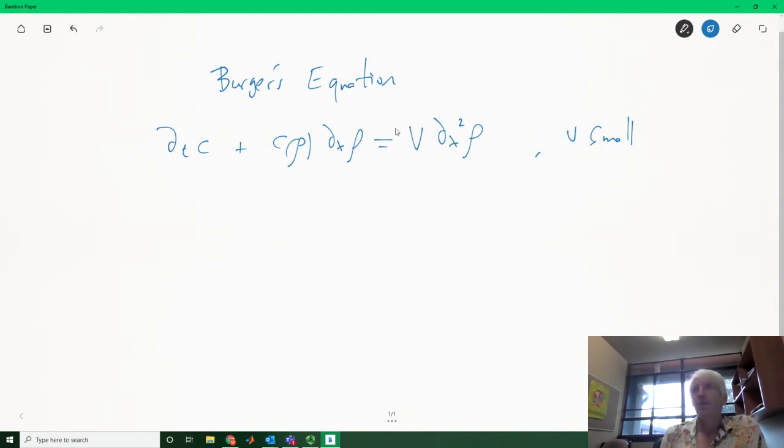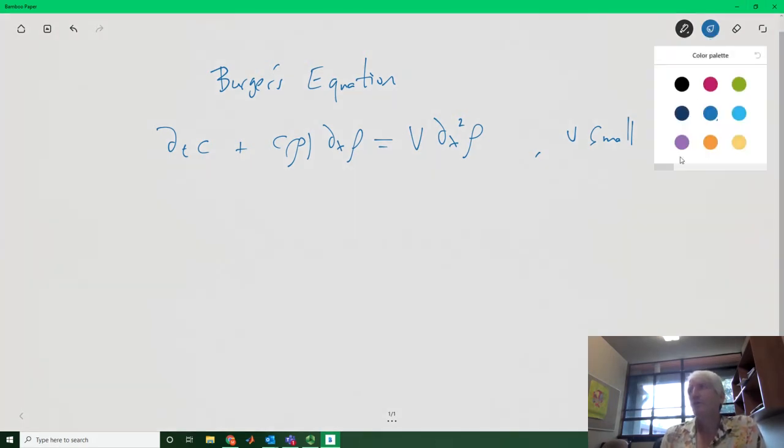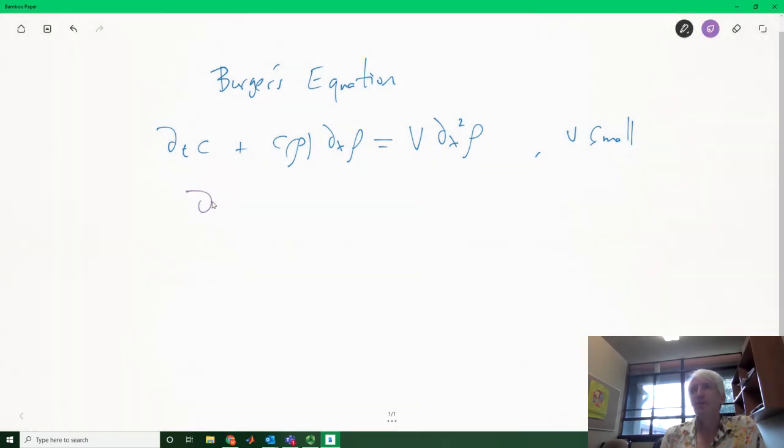So Burgers' equation is just the simplest version of this. It's ∂_t u, c becomes u, plus u times ∂_x u is equal to mu ∂_x² u. Burgers was actually studying turbulence or something like that in fluids. He came up with this equation to try and model that.